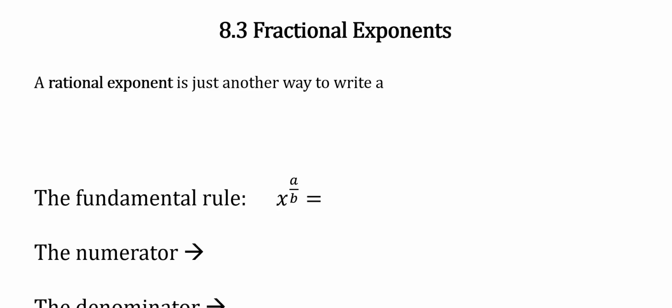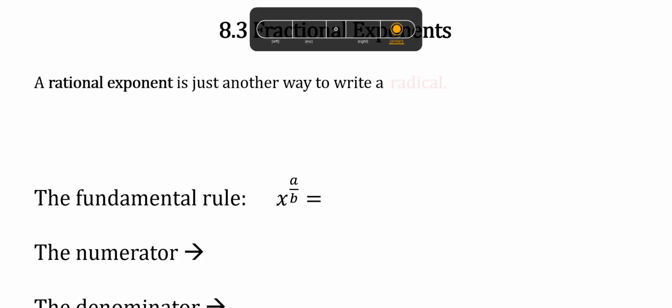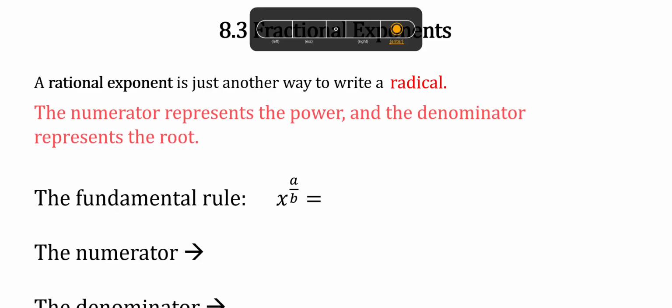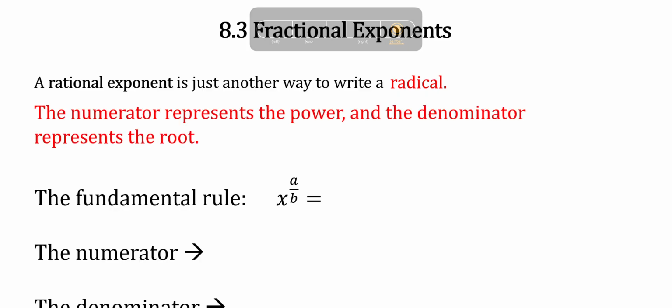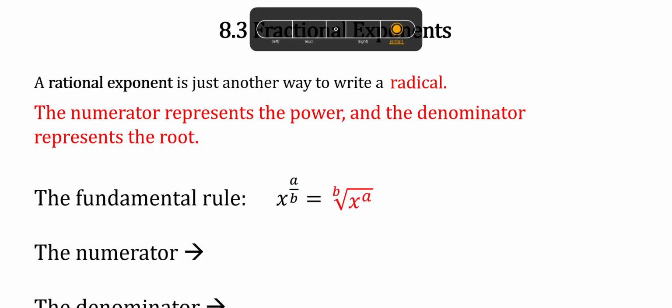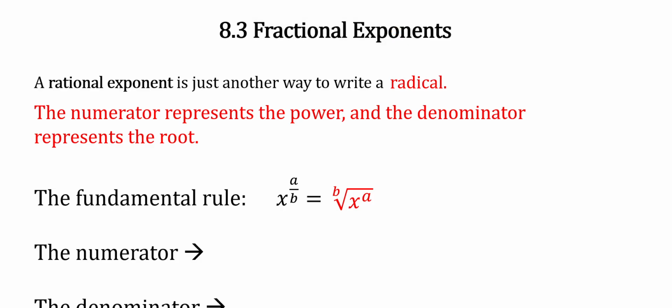Okay, we're talking about fractional or rational exponents. A rational exponent is just another way to write a radical. The numerator represents the power, the denominator represents the root. Here's the basics of it. The denominator is going to become the root, the numerator is going to stay the power. So x to the a over b is the b root of x to the a.